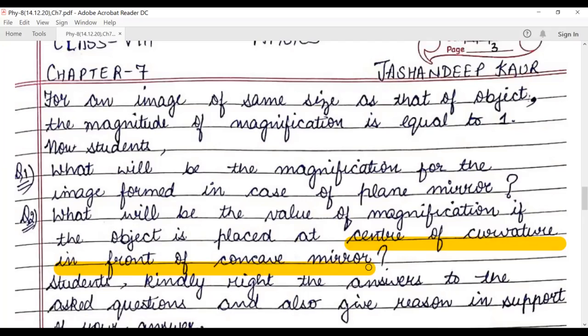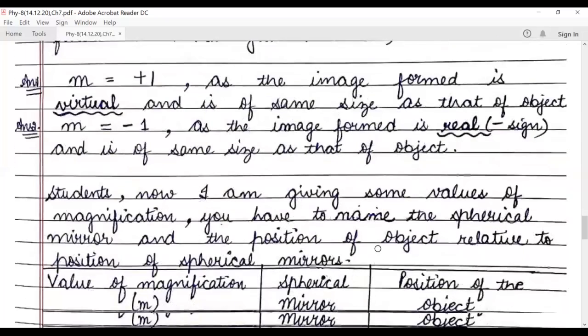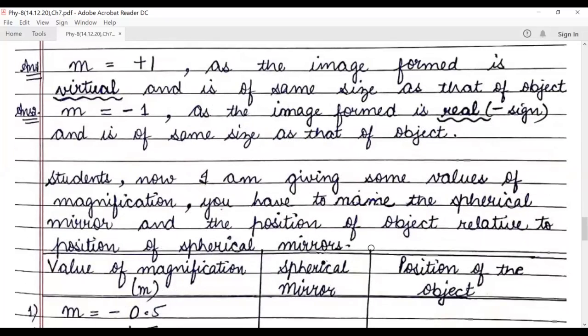You have to write down the value of magnification in case of a plane mirror and in case of a concave mirror when the object is placed at the center of curvature. So students, kindly pause this session and write down the answer, and then resume to check your answers. Now students, let us see what your answers are.